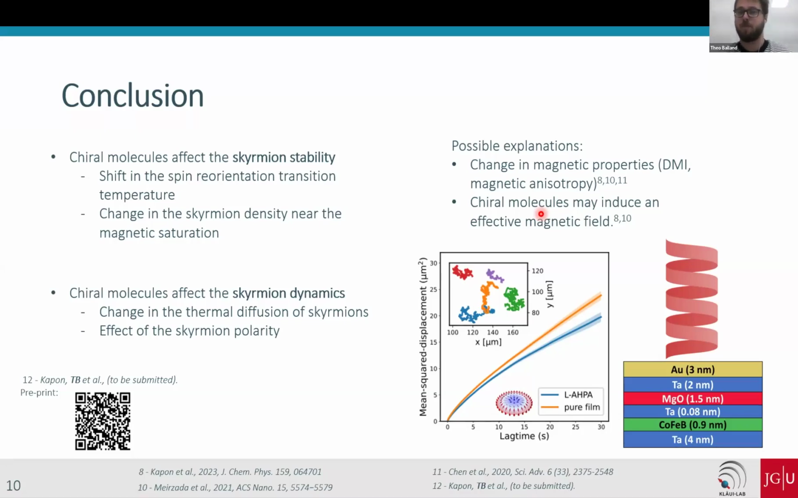So there are different possible explanations for those observations in the change in diffusion. The diffusion depends on magnetic properties like DMI or the magnetic anisotropy, so a change in those characteristics would explain some change we see in the diffusion. Another possible explanation, related to the chiral part, would be that the chiral molecule induces some sort of effective magnetic field by inducing net magnetic moments. And that would also affect the Skyrmion dynamics.